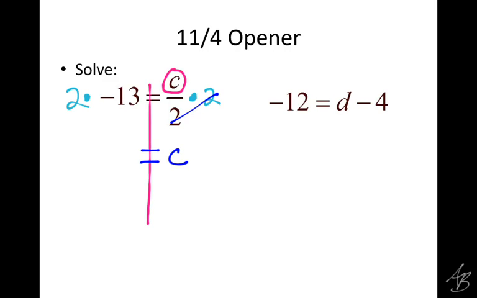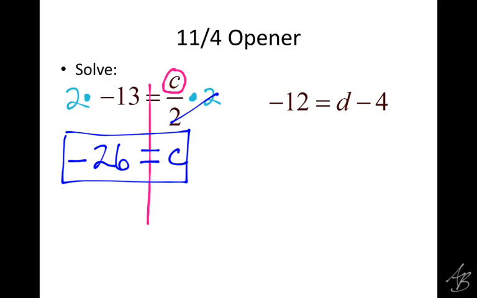C. C. On the left, we have, first of all, a positive times a negative is going to give us a negative, and 2 times 13 is? 26. Equals c. Negative.